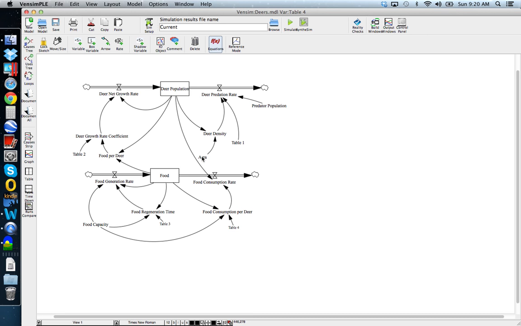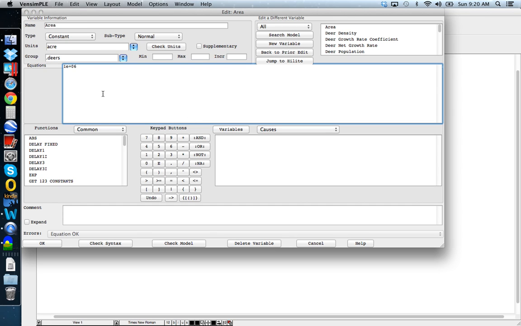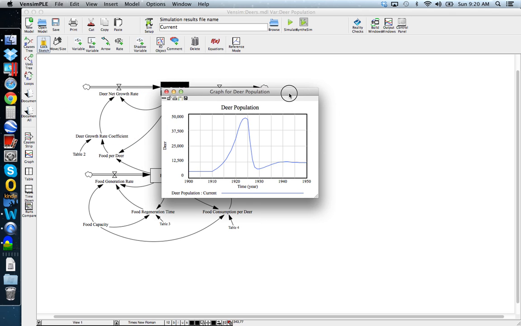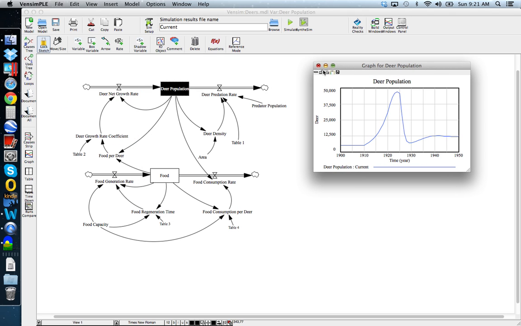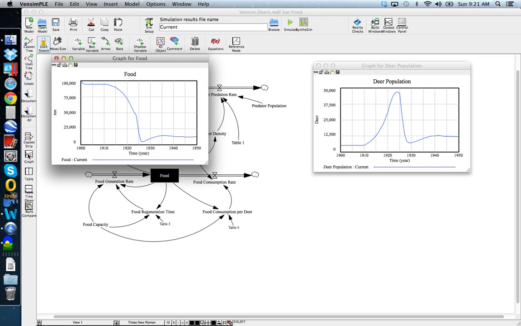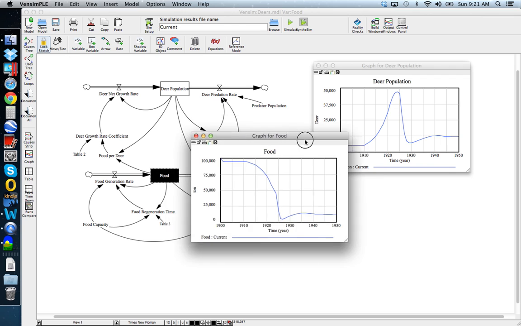There's an area here in the reserve, which is 1 million acres, and that's a characteristic of the Kaibab Plateau that was introduced there, and that helps you define the deer density, which drives again the predation rate. So that's pretty much the model. So you can actually run it, and we can just click here on simulate, and it'll get simulated very quickly, and then we can go to graphs and generate the graphs that you saw in the presentation. This is the graph for the deer. I can go to food and generate the same graph, and I'm going to move it over there.